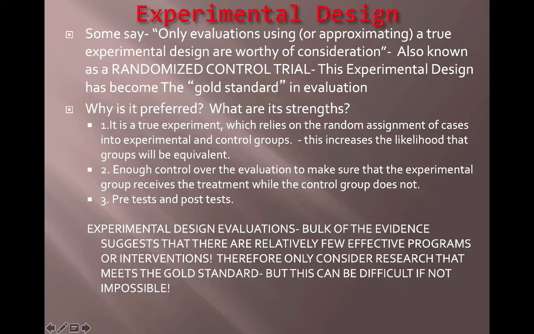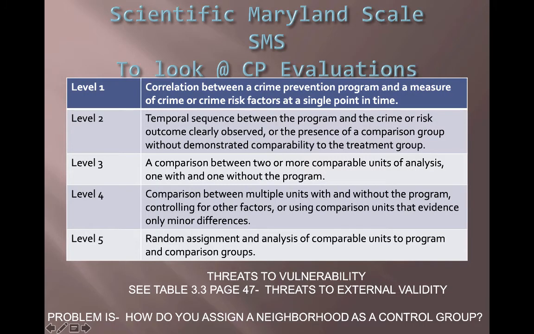All right, experimental design. Some say only evaluations using or approximating a true experimental design are worthy of consideration. They're also known as randomized control trials. This experimental design has become the gold standard in evaluation. Why is it preferred? Well, it is a true experiment. There is enough control over the evaluation, and there are pre-tests and post-tests. There's also the Scientific Maryland Scale, called the SMS, to look at crime prevention evaluations, and there are 5 levels. You can pause here to look at those.